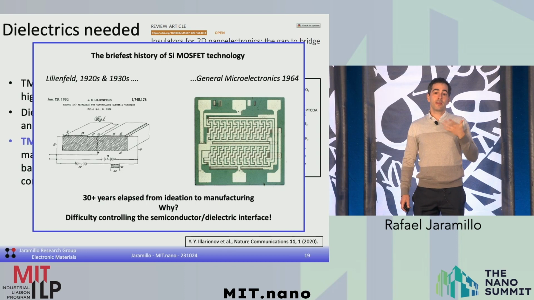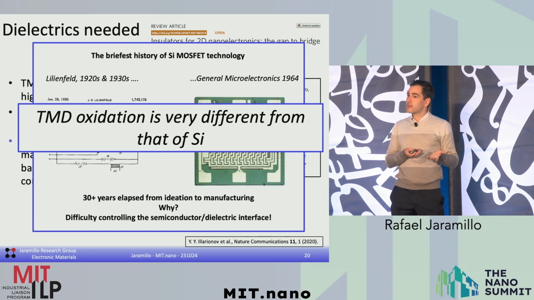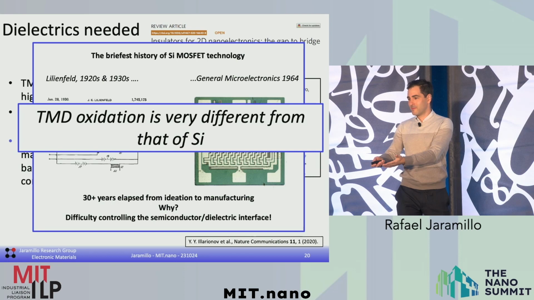So we're trying to reinvent history here and start over again at the atomic scale, trying to understand the oxidation of these new 2D materials. And it turns out it's really different from oxidation of silicon. And that's fun for us because we do basic materials research and we like things that are new and different.